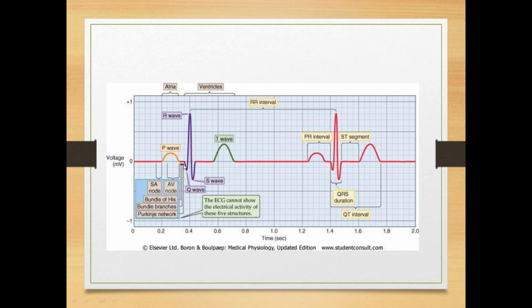So PR interval, when we said it is from the SA node to the AV node for the impulse to pass through, that is the P wave. All right. And then we have the PR interval, as I told, from the beginning of the P wave to the beginning of the QRS complex. Then we have the ST segment, which is important in relation to myocardial infarction and ischemias. And the QRS complex, we must see whether it's normal or abnormal, and the QT interval, from the beginning of the Q wave to the end of the T wave.